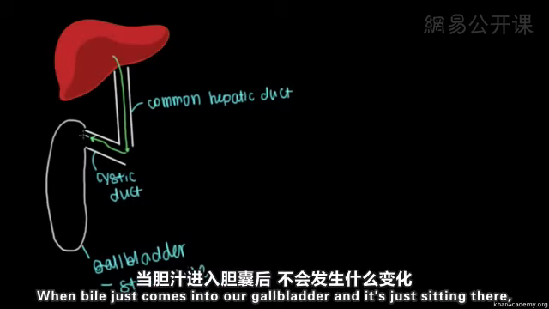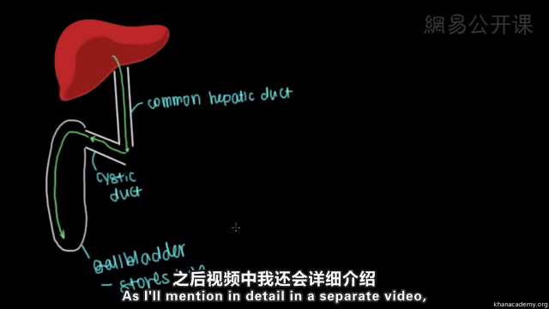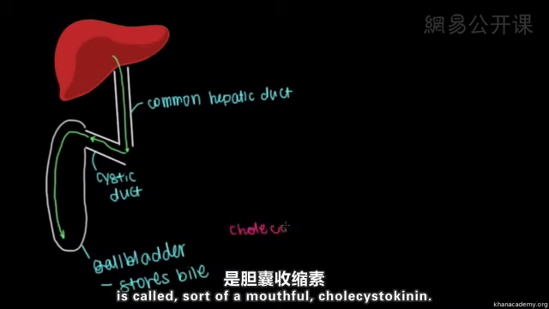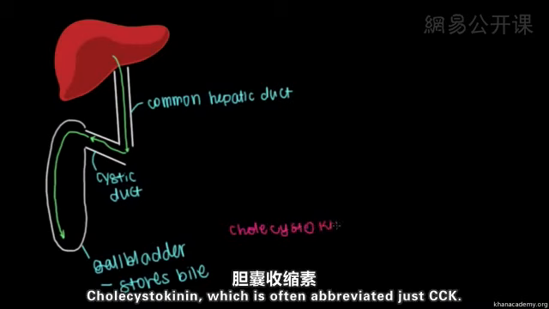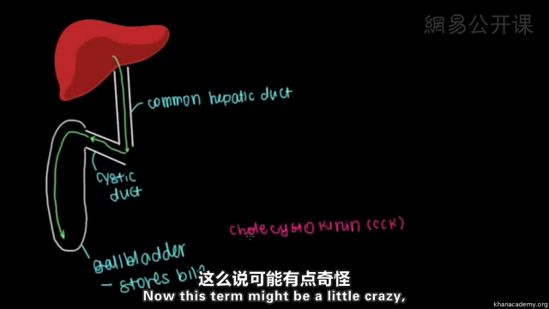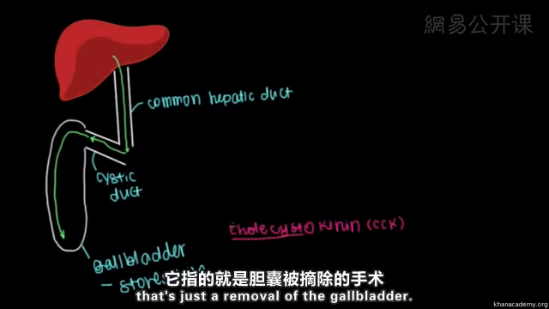So when bile just comes into our gallbladder and is just sitting there, what causes it to suddenly decide to leave and go somewhere else? As I'll mention in detail in a separate video, the hormone that causes bile to be released from the gallbladder is called, sort of a mouthful, cholecystokinin, which is often abbreviated just CCK. Now this term might be a little crazy, but if you've ever heard of the surgical procedure called a cholecystectomy, that's just the removal of the gallbladder.